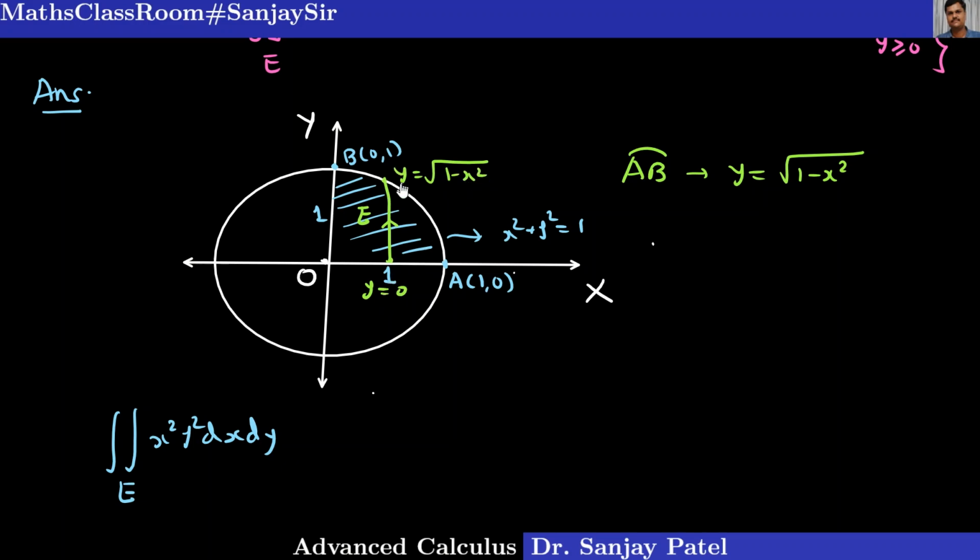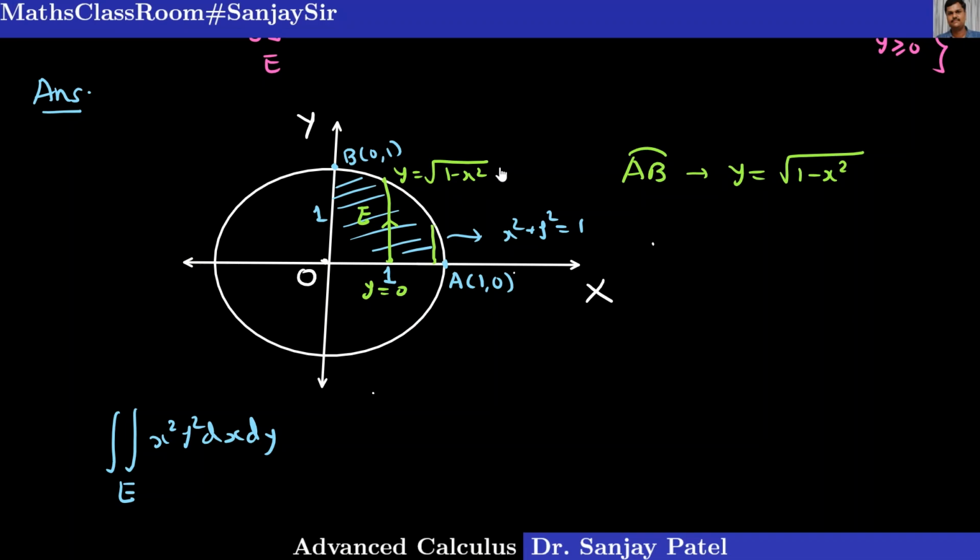So we always decide the lower curve and the upper curve by finding the equation of the end points of the strip. Even if the strip is here, the lower end and upper end remain on the same type of curves. The lower end is y equal to 0 and the upper end lies on the curve y equal to square root of 1 minus x square.